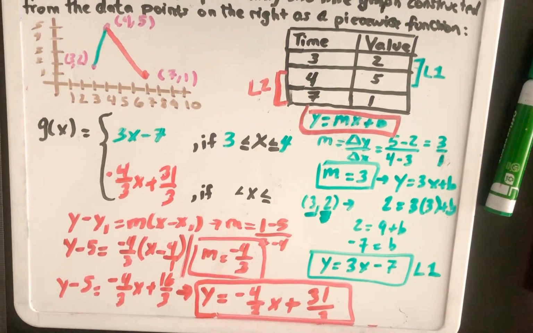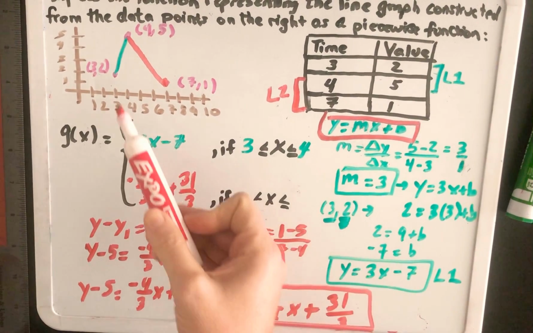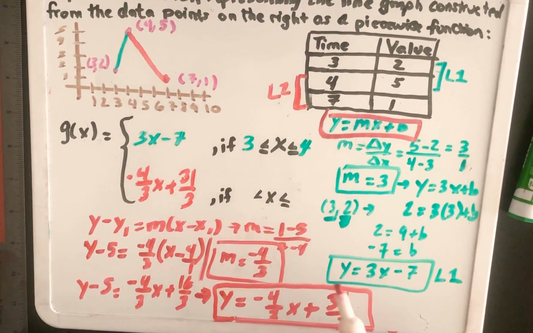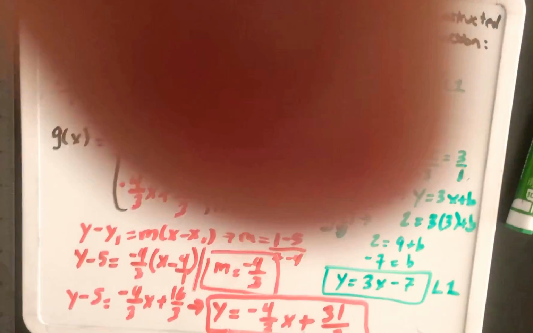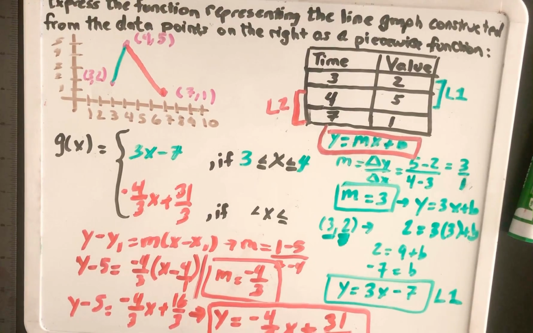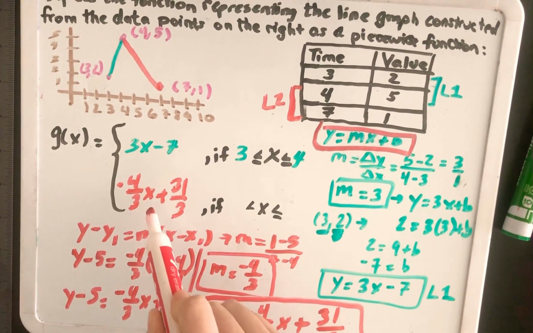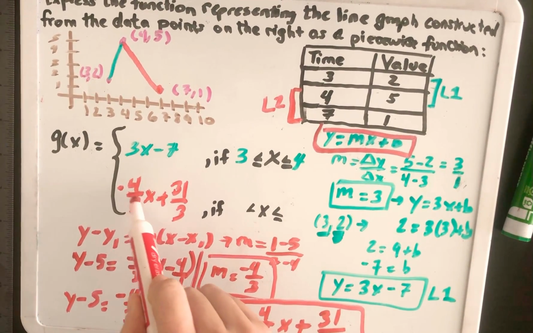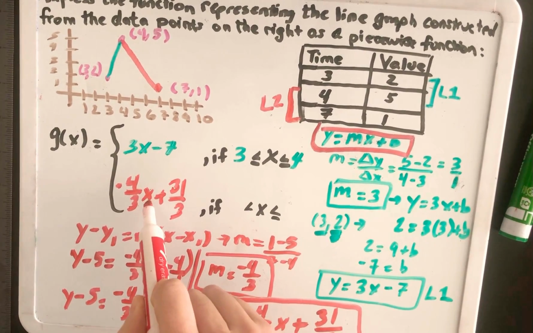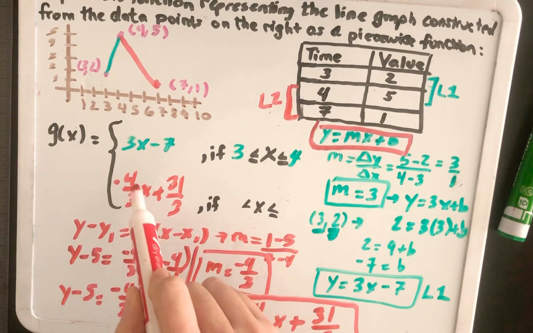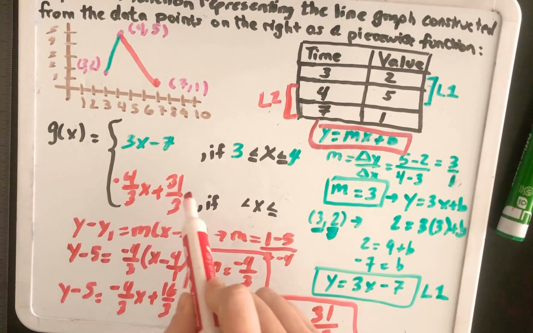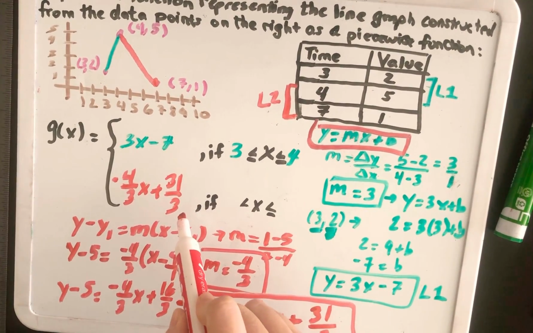Now, when is that line allowed to exist? Only between the points (4, 5) and (7, 1). So we plugged in (4, 5) to get this equation, but what would have happened if I had plugged in (7, 1)? Well, if I had plugged in 7 here, I would get negative 4/3 times 7. That would be 7 over 1, right? So 7 times 4 is 28, but it's a negative in front. I would have negative 28 over 3 plus 31 over 3, okay?